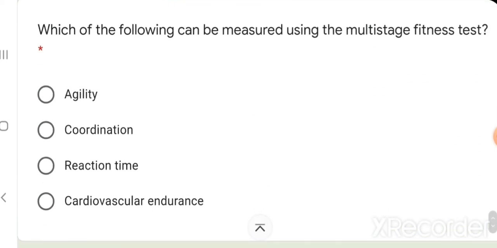Which of the following can be measured using the... Oh, I've just done this one. So it is cardiovascular endurance. I hope you have learned something.